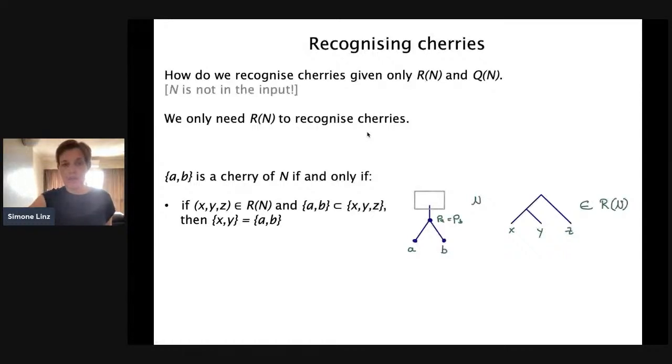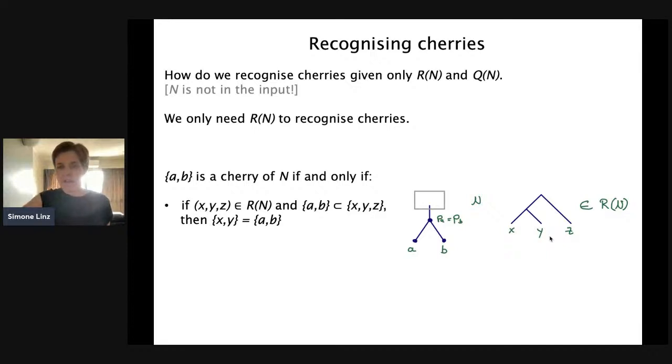And we need to find some nicely balanced condition that is sufficient and necessary. So AB is a cherry in N. So I've pictured this over here. So suppose AB is a cherry in N. And this turns out to be the case if and only if the following condition is true. So let's say you have a triple X, Y, Z in R of N. So X, Y, Z is a triple in your set of triplets. And we know that AB is a subset of X, Y, Z. So two of the three leaves X, Y, Z coincide with A and B.